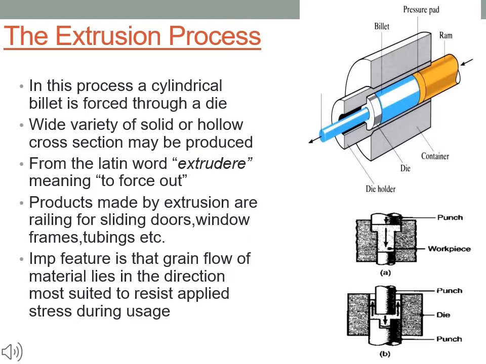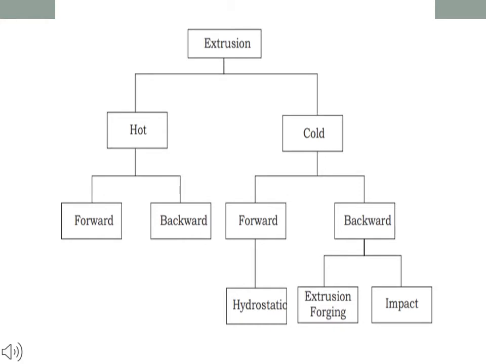Then the other types of extrusions are indirect, hydrostatic, and impact extrusion. The classification mainly includes hot extrusion and cold extrusion. Again, hot and cold extrusion is classified into forward and backward. As the name implies, in hot extrusion, the billet is heated to a temperature above the recrystallization temperature or at elevated temperature. Then, cold extrusion is again divided into three: hydrostatic, extrusion forging, and impact.